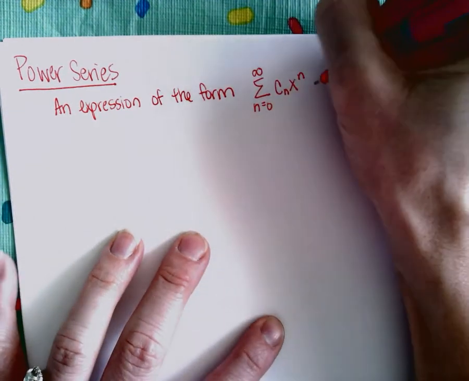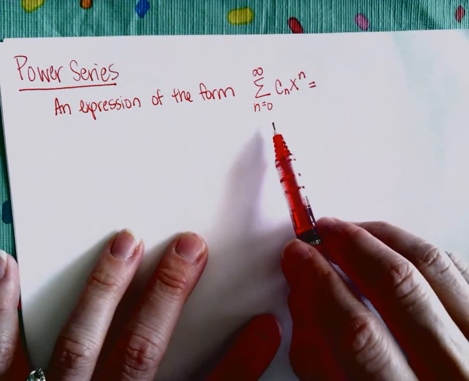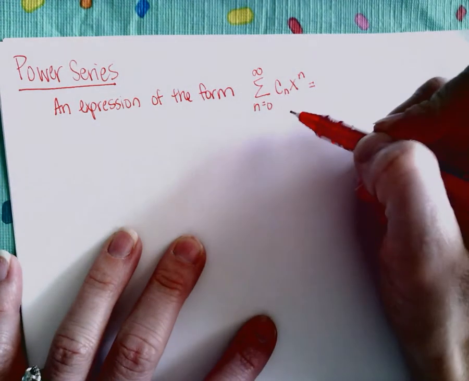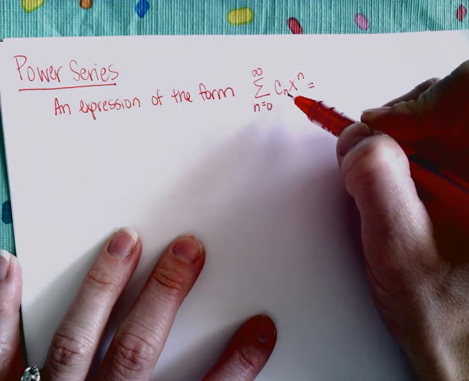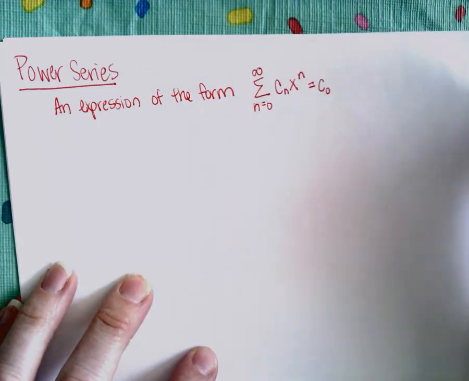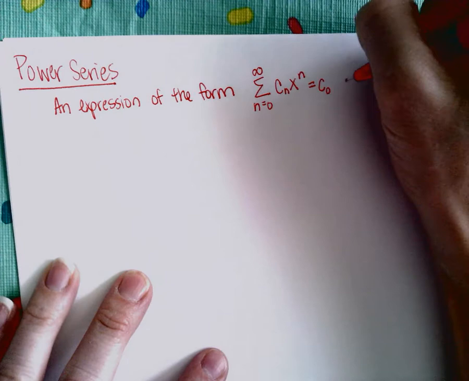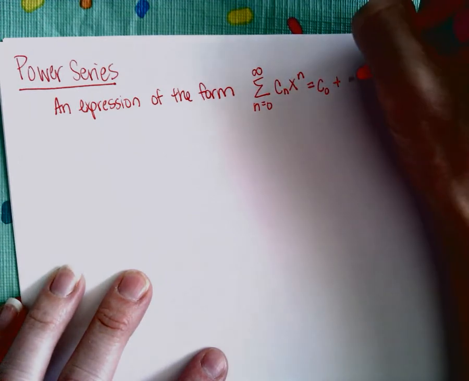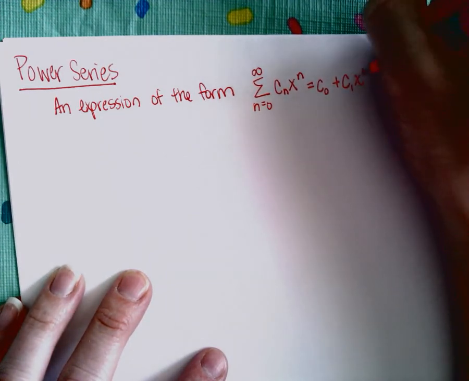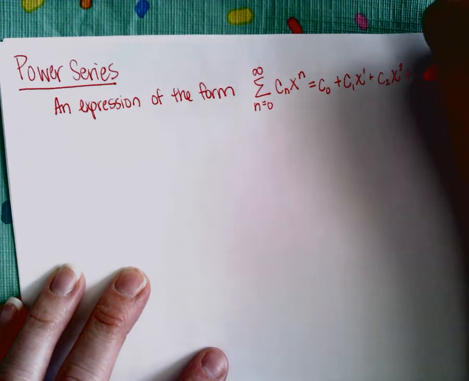If we were to expand this out, and it does start at 0, notice that, the first thing we would do is plug in a 0 for n. So I would have c sub 0 times x to the 0. Isn't x to the 0 just 1? Yes, it is. So I just have c sub 0 plus c sub 1, x to the first, c sub 2, x squared, plus dot, dot, dot.